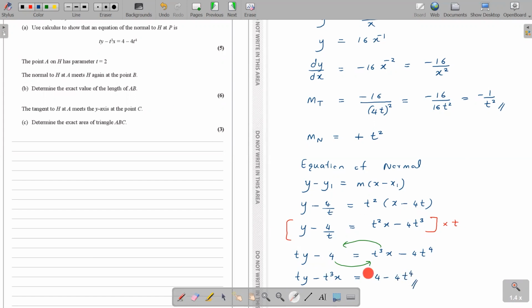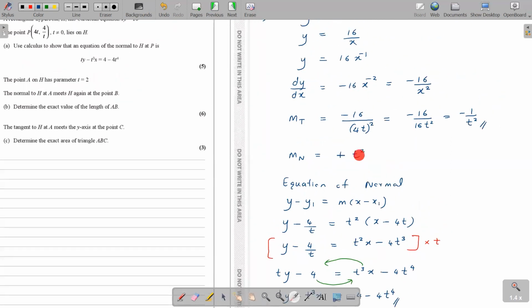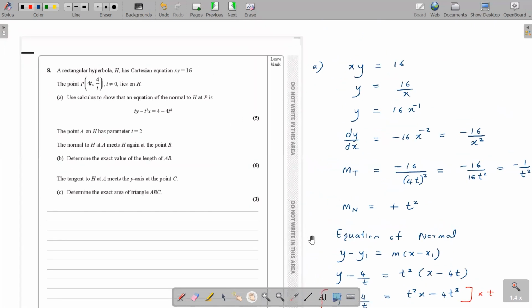As you can see, I have written all the steps because it's a show that and it's 5 marks. Show all the steps, because with show that questions there is a higher chance that you may not receive marks if you have made any careless mistake in the middle of the steps, or if you have skipped any crucial steps, you will not get the full marks. Okay, then let's go to the next part.